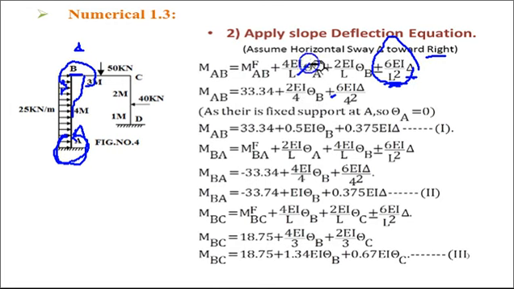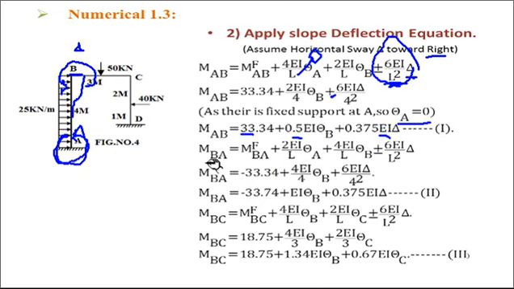Now what about theta A? Theta A will be 0 because A is a fixed support. So 2EI by 4 into theta B plus 6EI by delta divided by 4 square. So MAB is equal to 33.34, the fixed end moment at AB, plus 0.5 EI theta B, there is rotation at B, plus 0.375 EI delta. Delta is unknown now, so it is a sway frame.